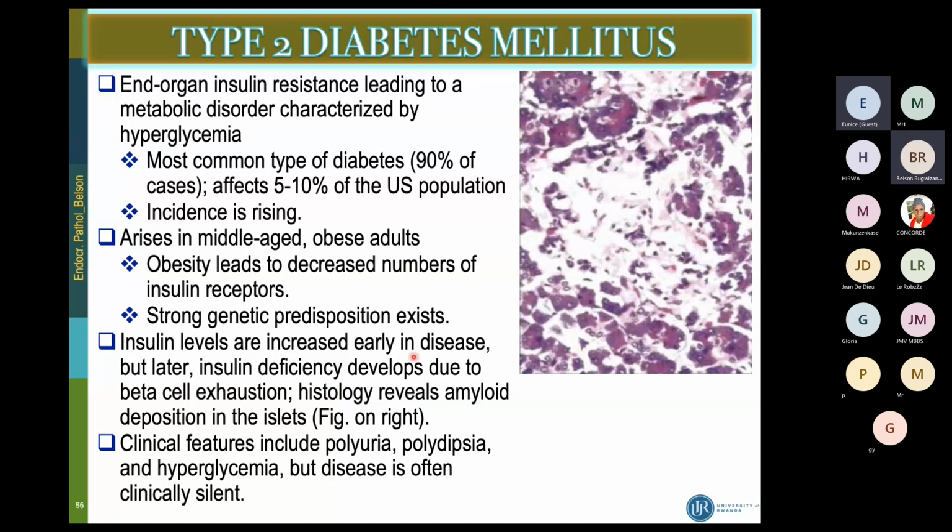So it arises in middle-aged obese people. As I said, it doesn't affect small children. Children are affected by type 1. So obesity will lead to a decrease in the number of insulin receptors.